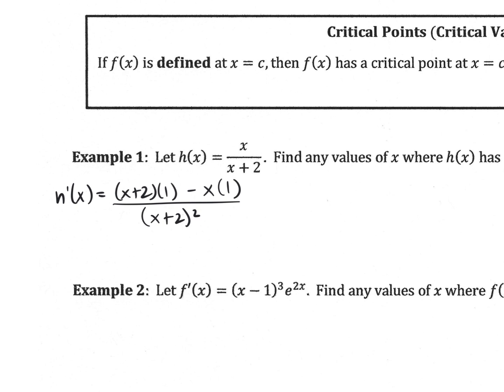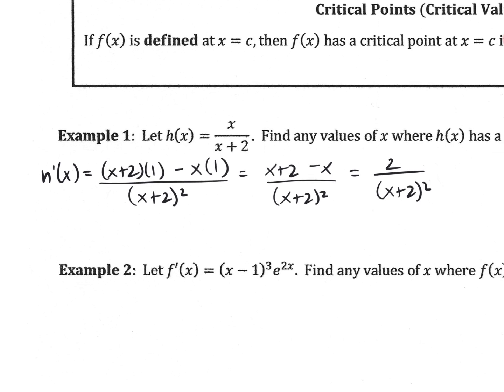Did I lose you on the derivative? Oh, I got like the same. But then I can simplify this, right? So this would be x plus 2 minus x over x plus 2 squared, which equals 2 over x plus 2 squared, right? Okay. So that is my derivative.